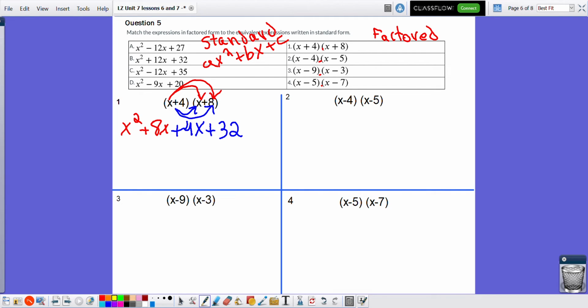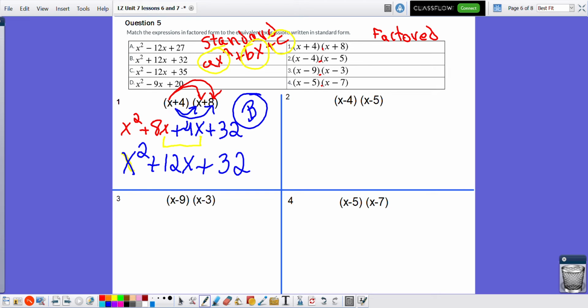So we know that a standard form equation has 3 terms: 1, 2, 3. Whenever we see 2 terms that are the same, we need to combine like terms. That means we need to put them together. So here we have x squared, 8 plus 4 equals 12x. Both of them are positive, and we have plus 32. So we do not combine x squared or 32 because they stand alone. So which of the standard equations match this factor form? Which one is x squared plus 12x plus 32? That will be letter B.